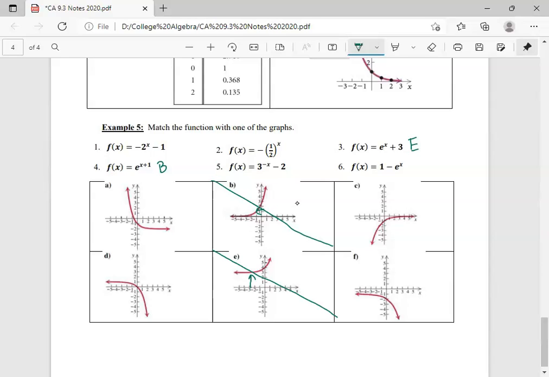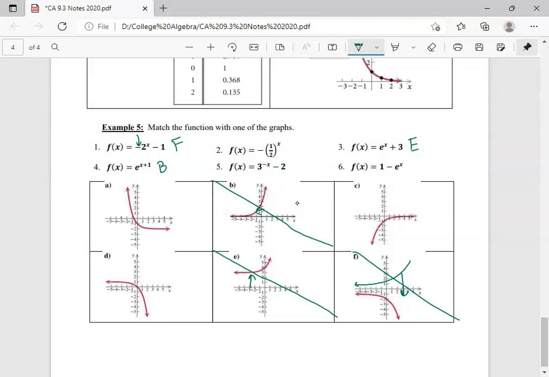Okay. This one, we haven't talked about this, but this negative in front is going to flip this thing across the x-axis, and then the minus 1 would take that and push it down 1. So we're flipping something across the x-axis, and then we're pushing it down 1. F. Yeah, that's right. Because we started with something that was going this way, we flipped it across the x-axis and then we pushed it down one, right?